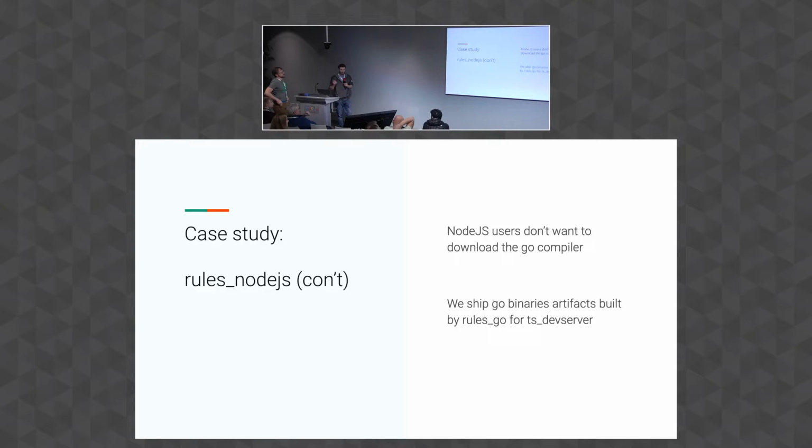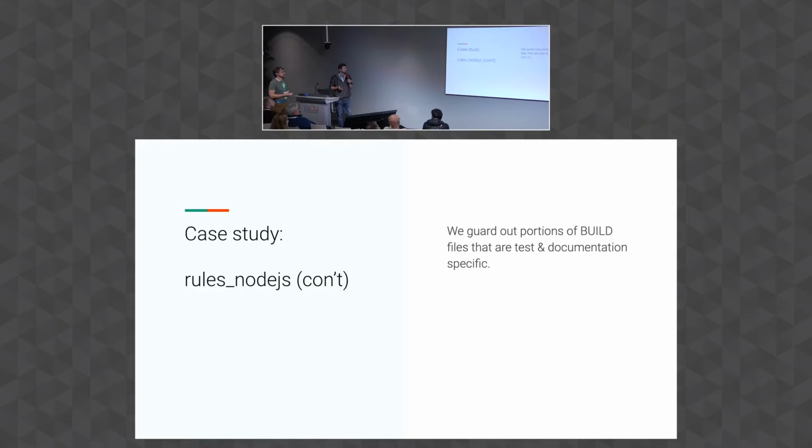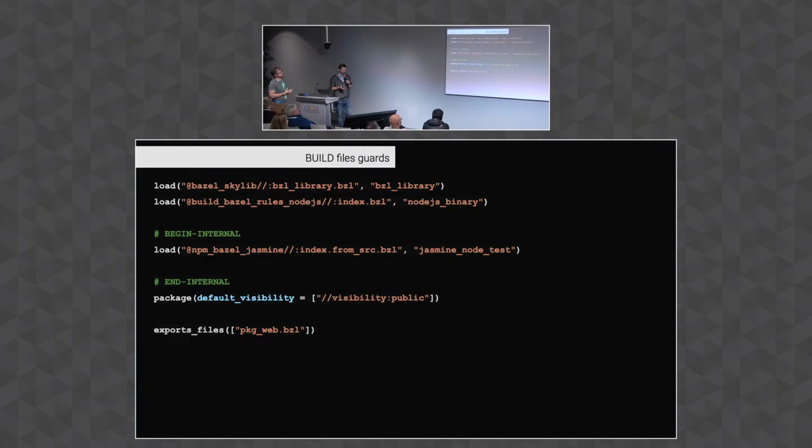So when we started releasing artifacts, we actually put the output Go binaries into our artifacts so users can just use the binaries instead of depending on rules_go. We also put the guards in, as Alex mentioned, and this is an example of what that looks like, which a packaging tool would take out, that load statement. You wouldn't see that in the release artifact.